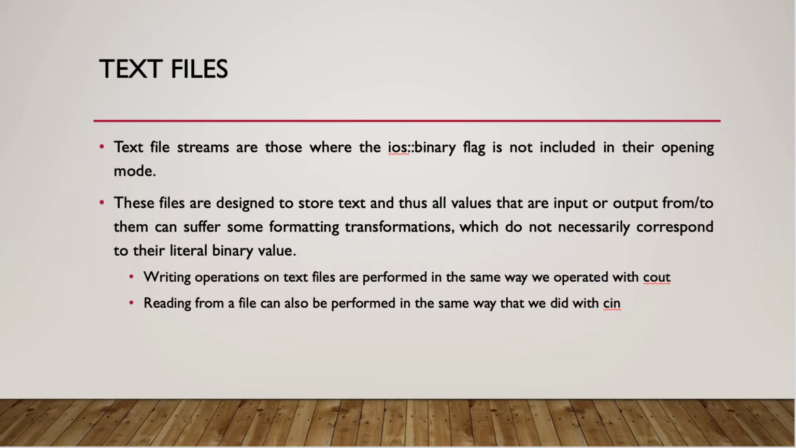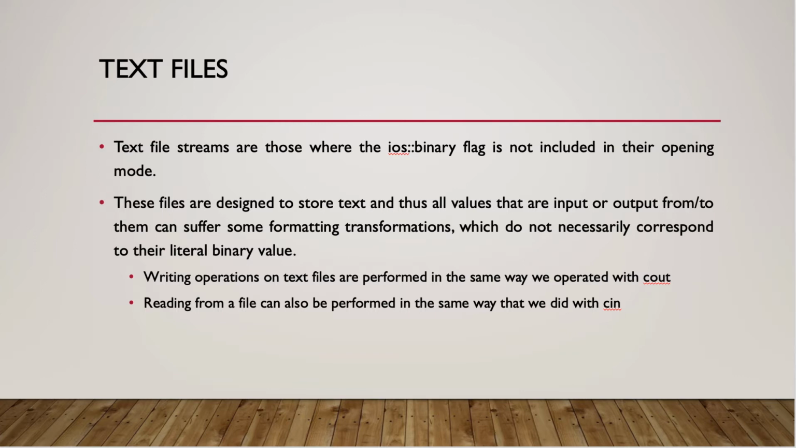These files are designed to store text, and thus all values that are input or output from or to them can suffer some formatting transformations. As I said before, this is something like a character, a backslash, a carriage return, or stuff that we are using, which may be different between different formats of the text file. Writing operations on text files are performed the same way we operated with cout, and of course, reading from them is going to be the same as we did with cin.